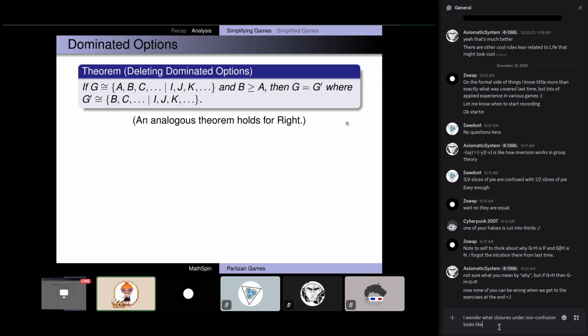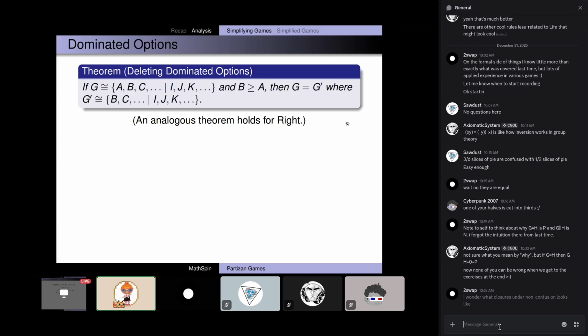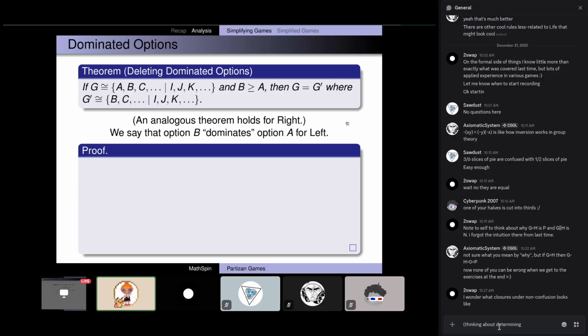And similarly for right: right doesn't need to make a move that's greater than or equal to some other move he could make, because he wants low moves. So we would say that option B dominates option A for left. It's at least as good in all situations for left. We can sketch a proof.